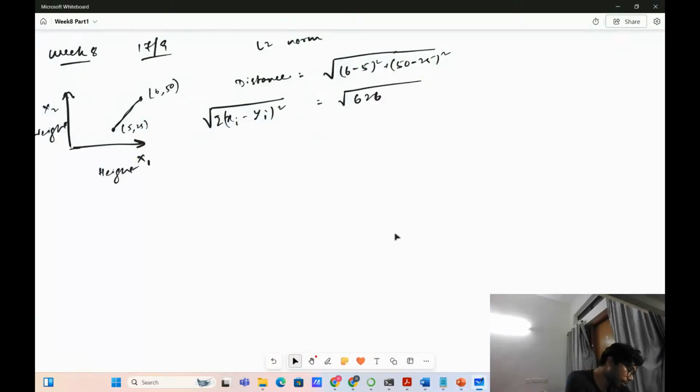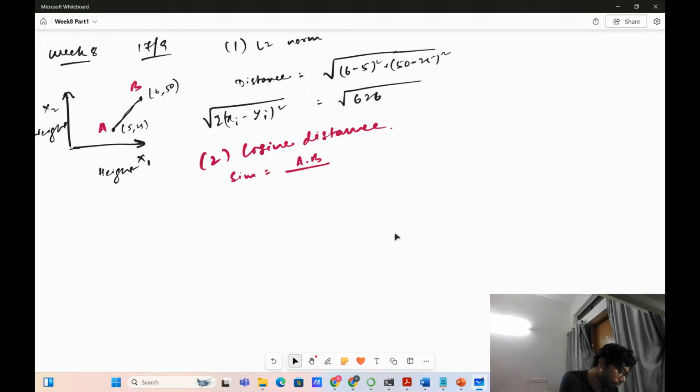So let me go back here. This is the L2 norm distance that we have calculated over here. Now we will do cosine distance. For the same points, we'll see the cosine distance. Let's consider this to be the A vector and this to be the B vector. If you remember, cosine similarity is defined as A dot B divided by mod A times mod B. So A dot B is basically 5 into 6 plus 25 into 50.